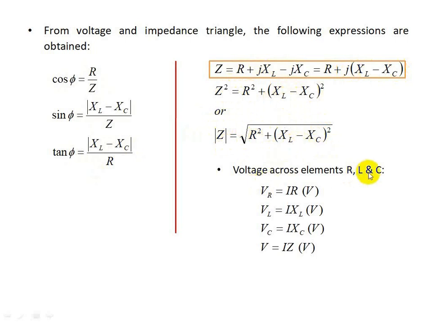Coming to the voltage across the different elements, voltage across resistance is the product of I into R, voltage across inductance is the product of I into XL, voltage across capacitance VC is I into XC. The supply voltage is I into Z, where Z is the total impedance of the circuit.